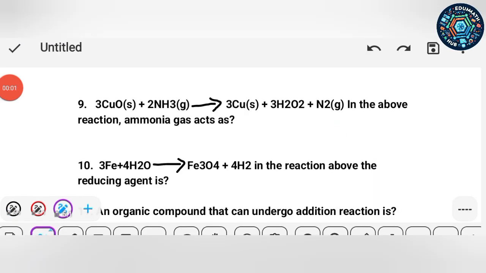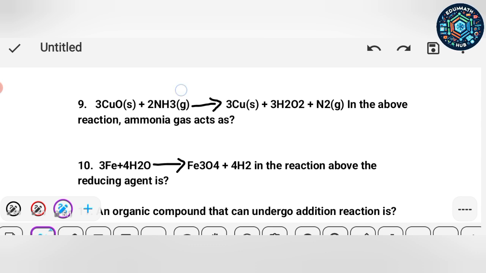So moving on to number 9, we have this equation right here. We are told that in the above reaction, ammonia acts as a what? For this question, there are no options because we're unable to get the options for this particular question. What they're asking you is, is ammonia acting as a reducing agent or is it acting as an oxidizing agent? It's a very simple question.